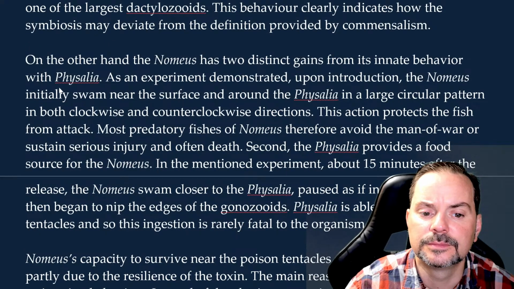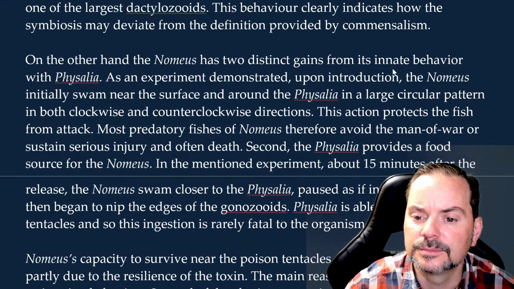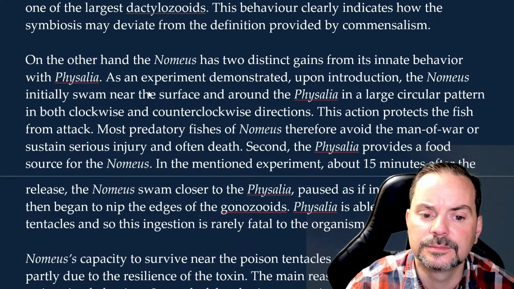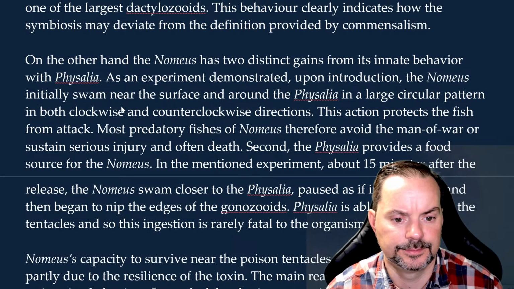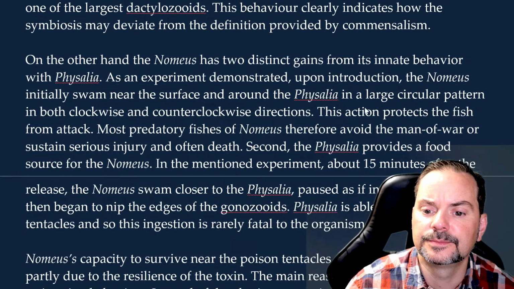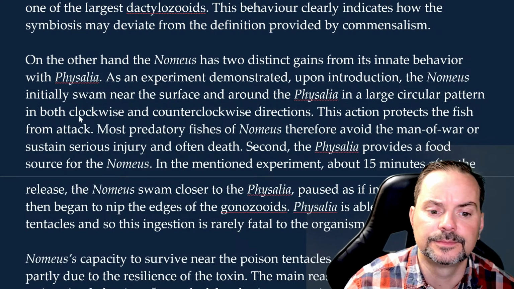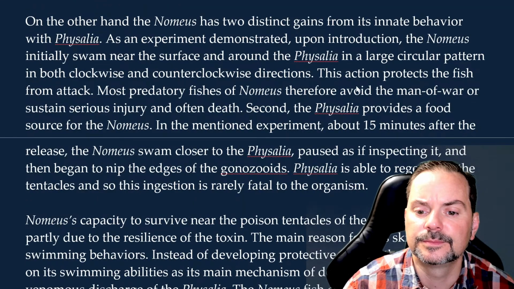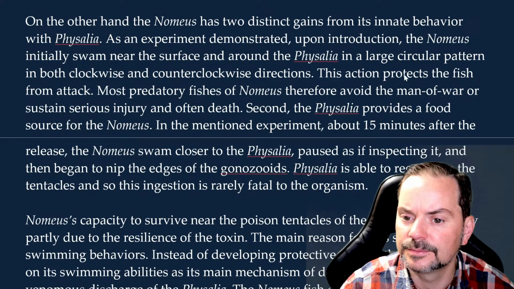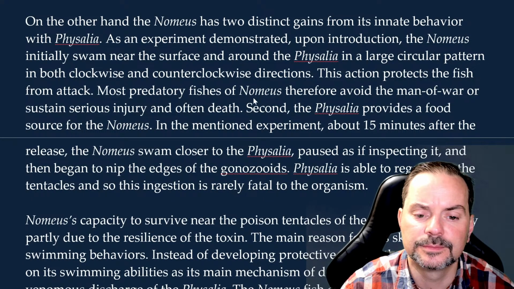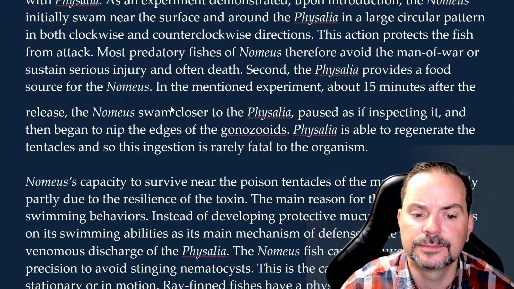On the other hand, the Nomius has 2 distinct gains from its innate behaviour with Physalia. As an experiment demonstrated, upon introduction, the Nomius initially swam near the surface and around the Physalia in a large circular pattern, in both clockwise and counterclockwise directions. This action protects the fish from attack. Most predatory fishes of Nomius therefore avoid the man-of-war or sustain serious injury and often death.